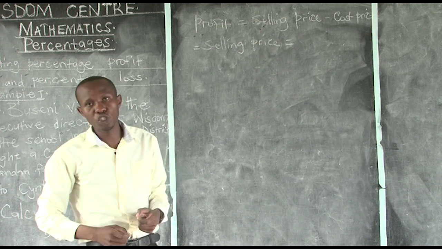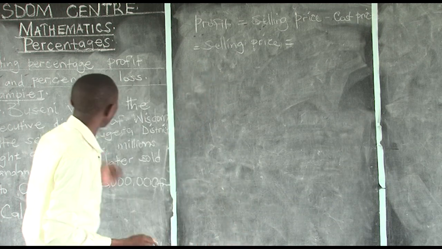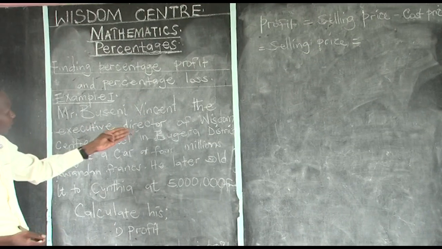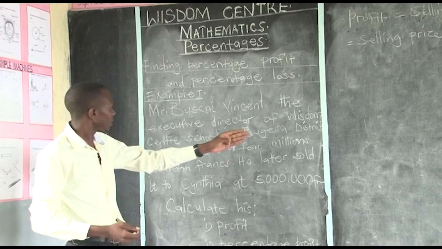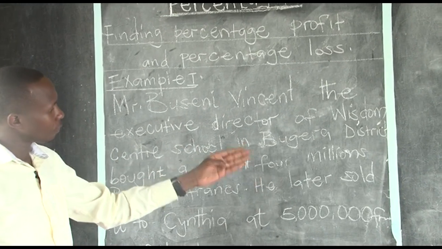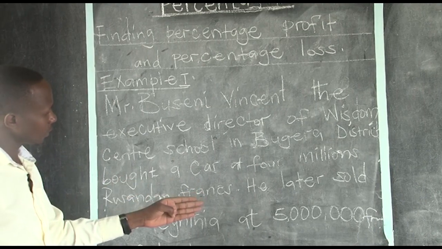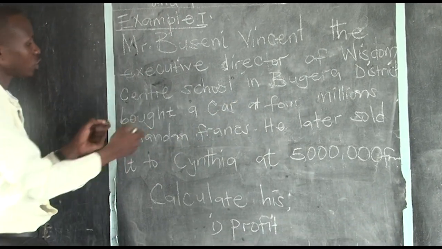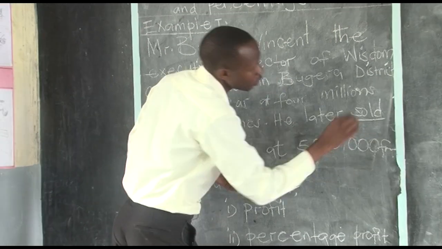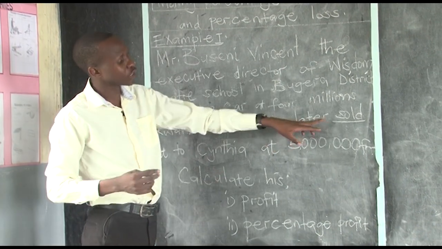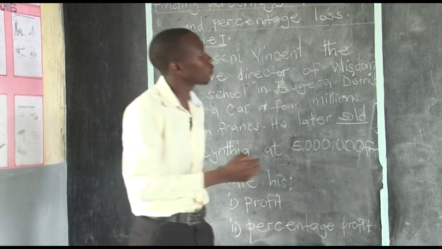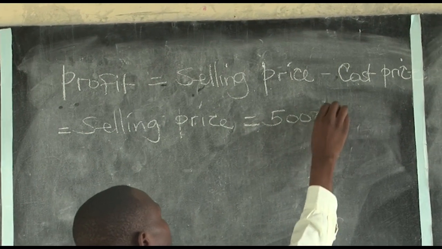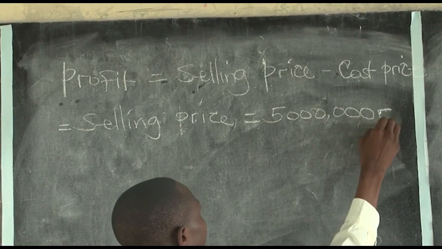We first of all need to identify selling price. How much did this person sell his car? When we look at this statement, it said Mr. St. Vincent, the executive director of Wisdom Center School in Bugesera District, bought a car at 4 million Rwandan francs. He later sold it to Cynthia at 5 million. He sold it. Come and mark this word here. He sold it. If he sold it, it means this is now our selling price. The selling price was 5 million francs.